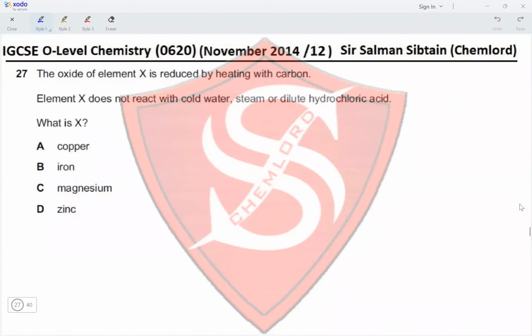Question 27. The oxide of element X is reduced by heating with carbon. Element X does not react with cold water, steam, or dilute hydrochloric acid. What is X? So that means X is less reactive than carbon and it is also less reactive than hydrogen. So out of the given elements, copper is less reactive than hydrogen, iron is more reactive, magnesium is more reactive, zinc is more reactive. So this makes option A the correct option for this question.